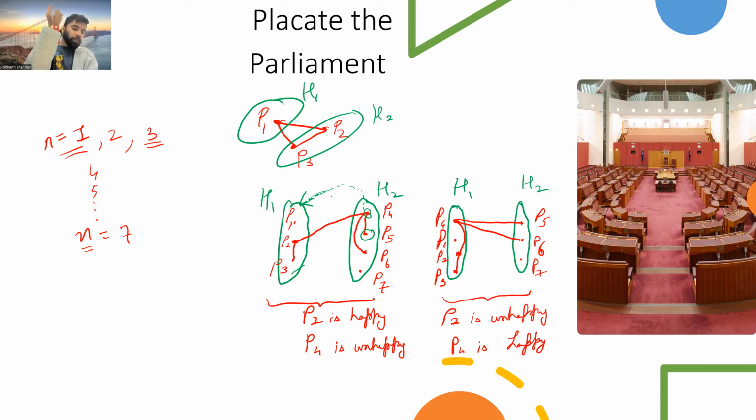It is not the number of unhappy or happy people. Because there you see P4 became happy, but then P2 also became unhappy. So that number stays the same.